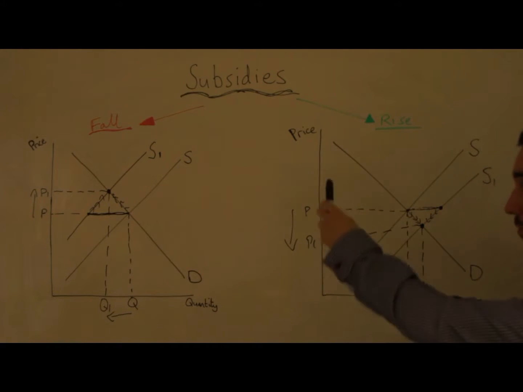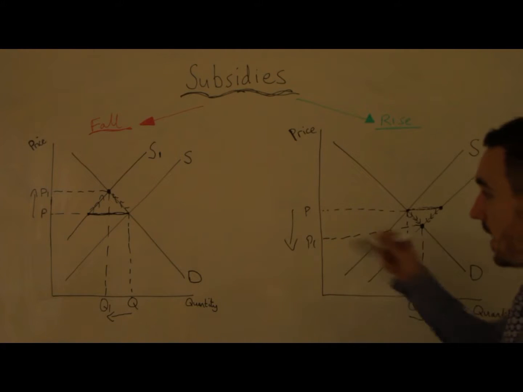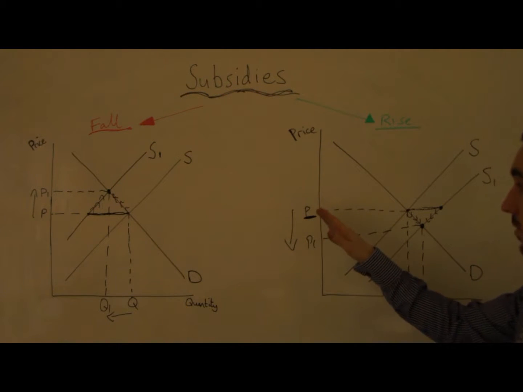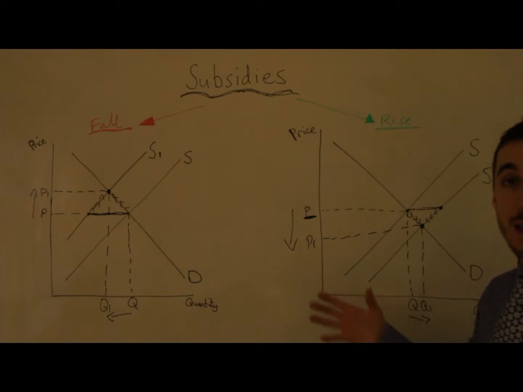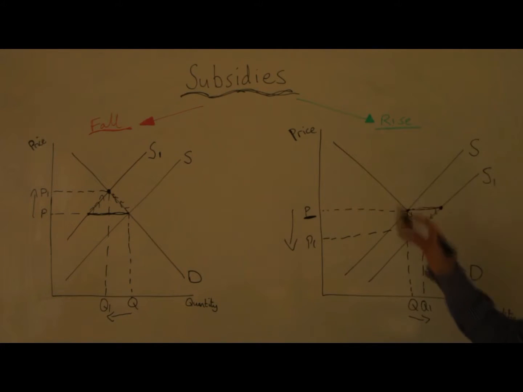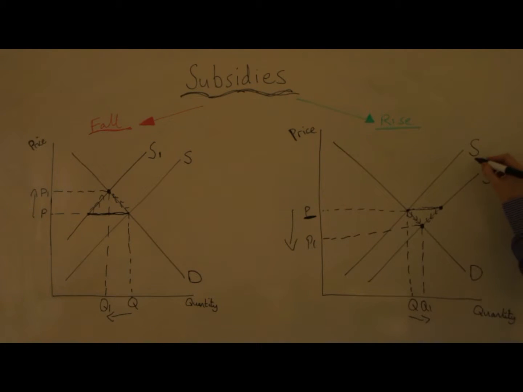So at any given price level, let's start at the initial price level of P, at that price level, firms are now willing and able to actually provide more electric cars into the market. So at any given price level, firms can now supply more. So we see a shift from S to S1, a shift outwards.